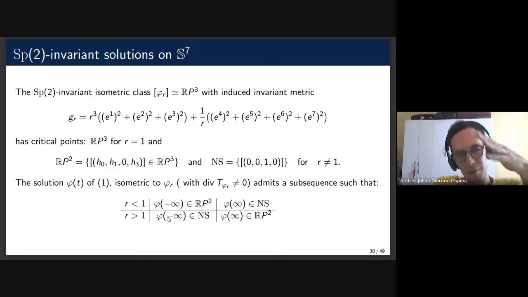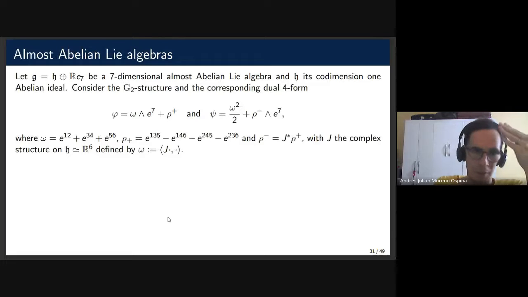Okay, so there are some other results involving the 7-sphere, but I think these results are the most interesting. In this case, we could describe G2 structures with divergence-free torsion tensor using the isometric class, because they are a characterization of the invariant metrics for this homogeneous space. But for example, for the almost abelian case, I didn't find a classification for the invariant metrics.